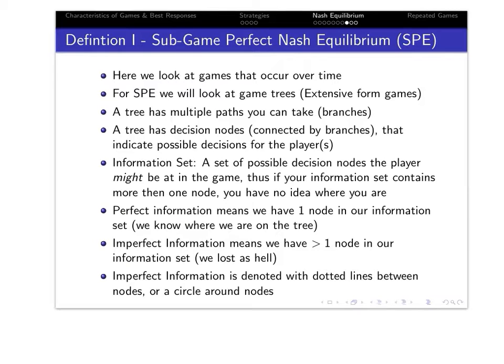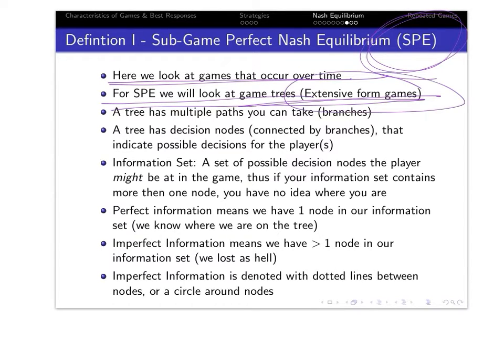So a subgame perfect Nash equilibrium, or SPE, is what we're dealing with now. Here we look at games that occur over time in different time periods. For SPE, we will look at game trees, and they're referred to as extensive form games. A tree has multiple paths you can take. So a path is kind of like a branch in the tree. A tree has decision nodes, much like in life. The decision node is what connects the branches, and they indicate possible decisions for the players.